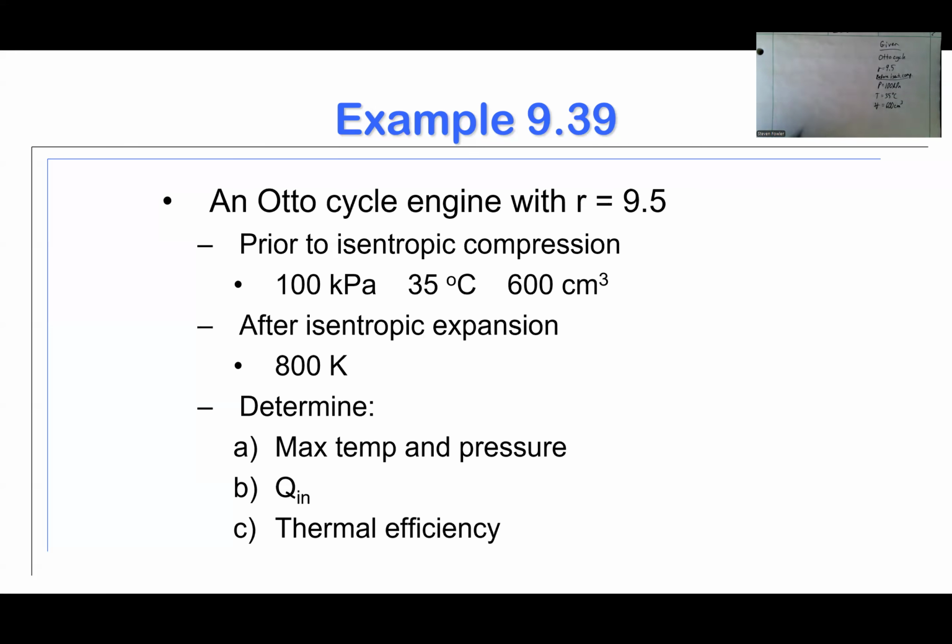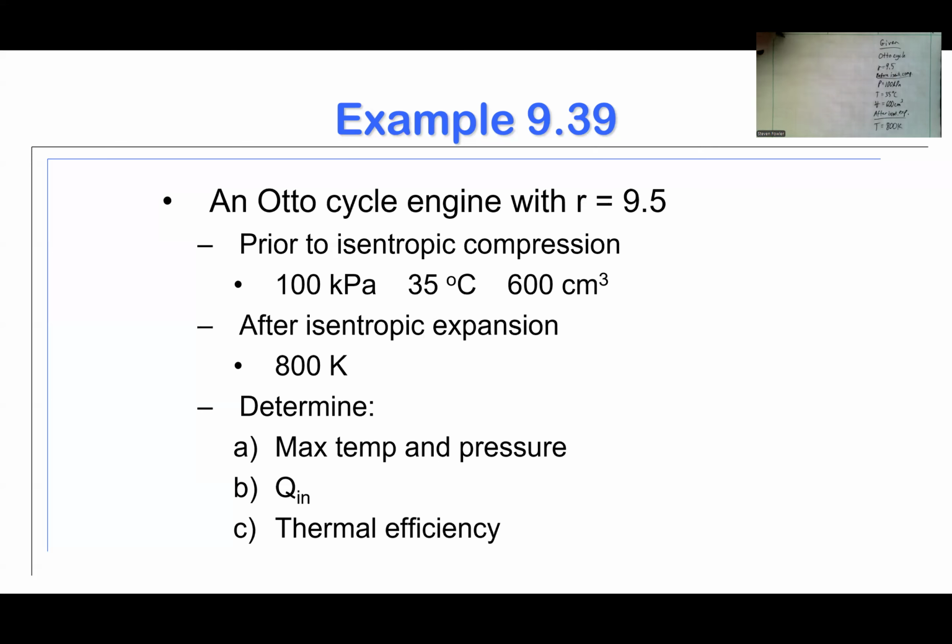And then they've given me another data point here. They're saying after the isentropic expansion, so I'm abbreviating some things here, they've given me a temperature there of 800 kelvins.